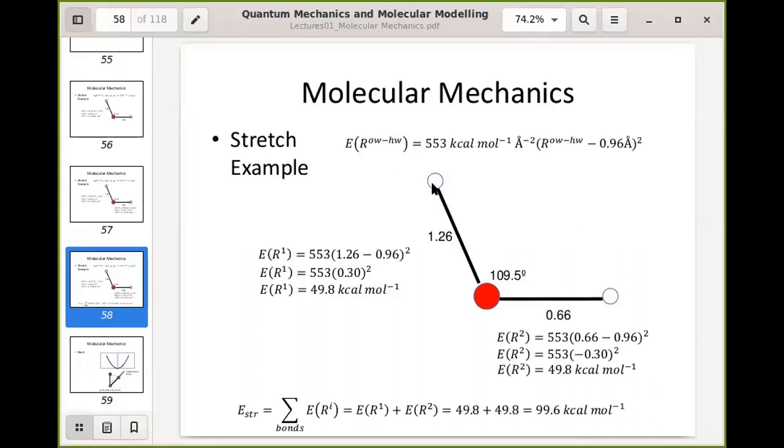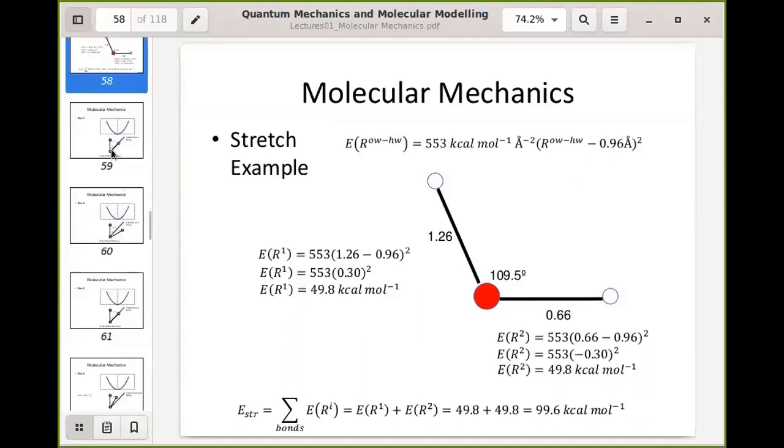If we were doing a calculation, we might do a geometry optimization. And in the geometry optimization, we would slowly lengthen this bond until the energy dropped down to 0, and we would shorten this bond until the energy dropped down to 0. And you would find in your equilibrium geometry that these bond lengths would both be at 0.96 angstroms, at that equilibrium bond distance that we wanted.